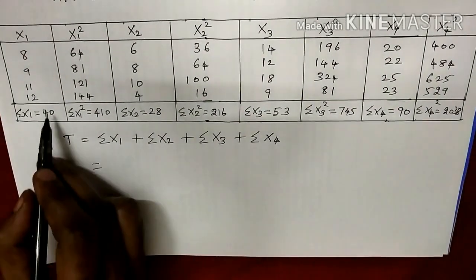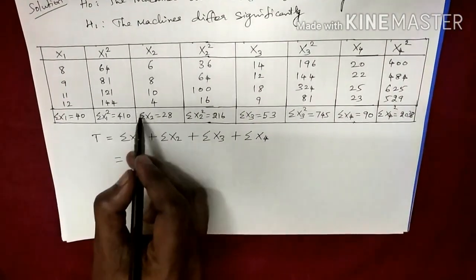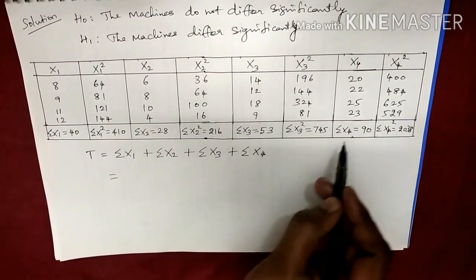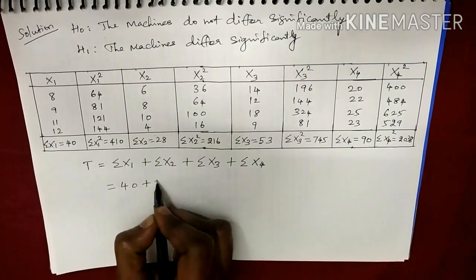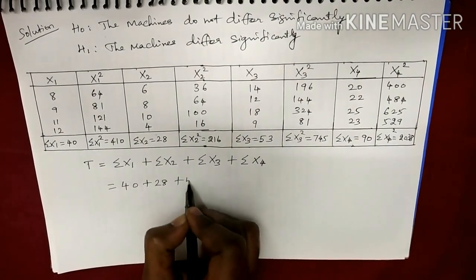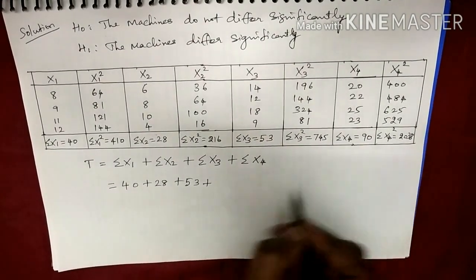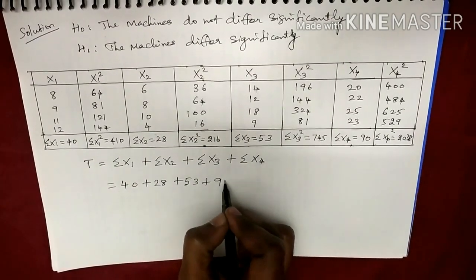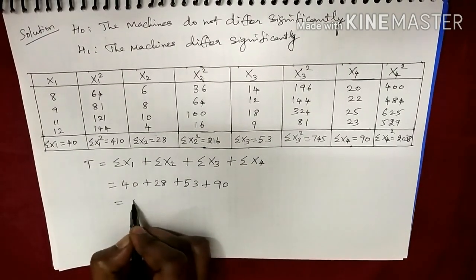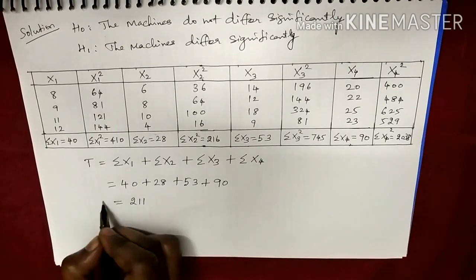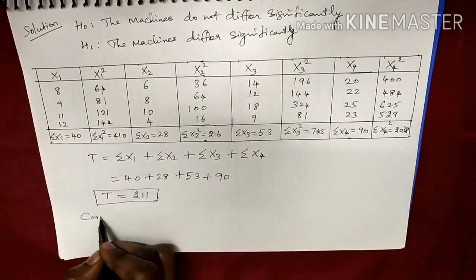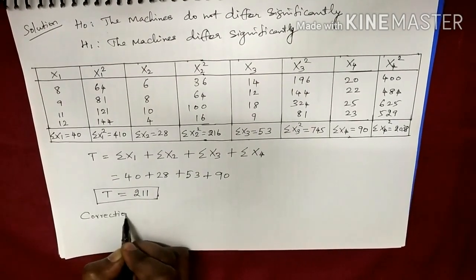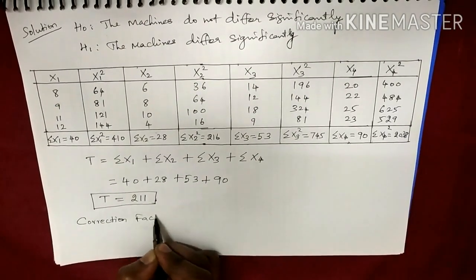Now this value plus this value plus this value and this value, just add them up. 40 plus 28 plus 53 and plus 90. So the value is 211. This is our T. Now to find out correction factor. Next one is correction factor.